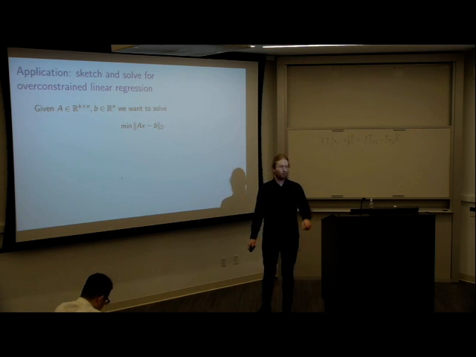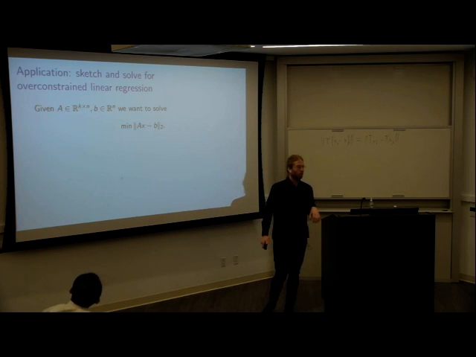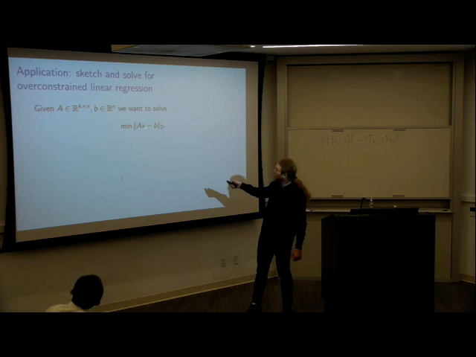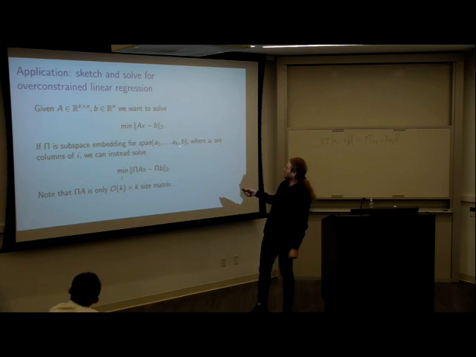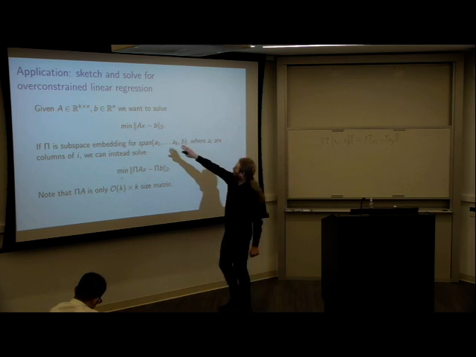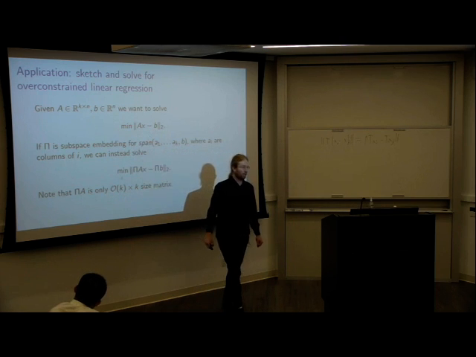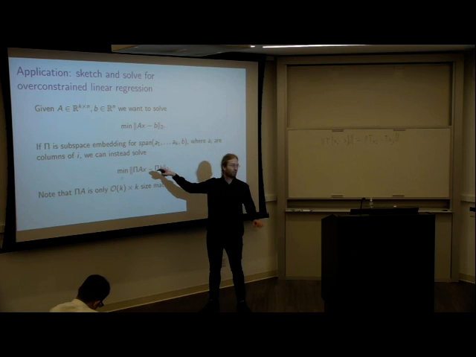So naively, if you want to do this, you will spend time about nk squared. You will do some sort of linear algebra. This takes time nk squared. Can we do something faster? It turns out that if my matrix Pi is a subspace embedding for the span of the columns of A and the vector b itself, then I can just multiply all of those on the left-hand side by Pi, and I can solve this sketched, much smaller regression problem.